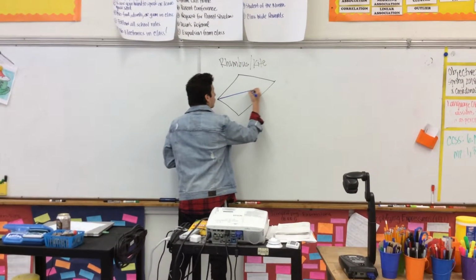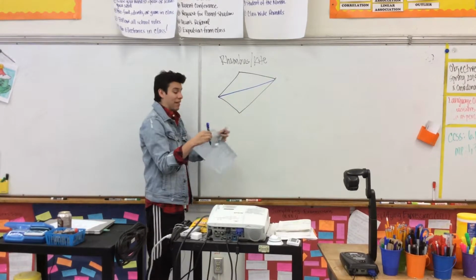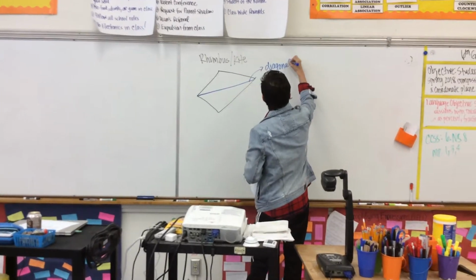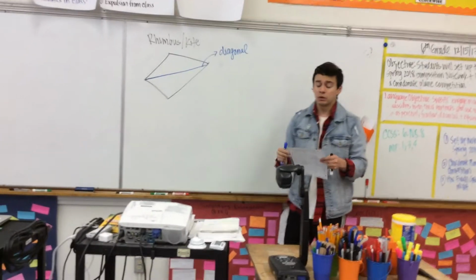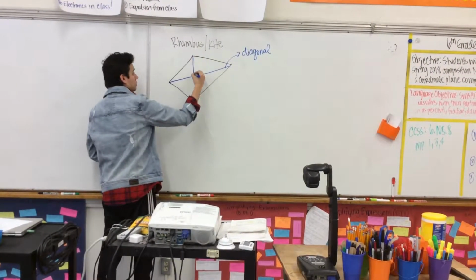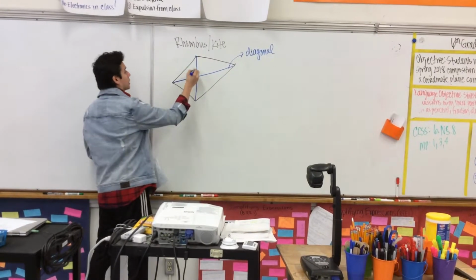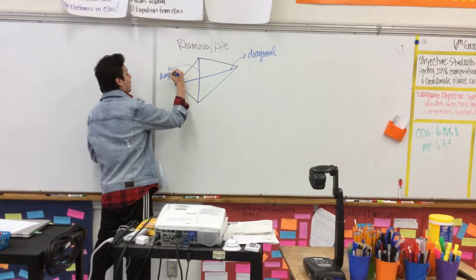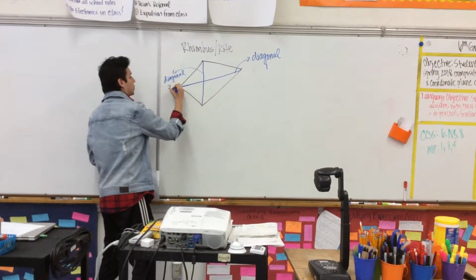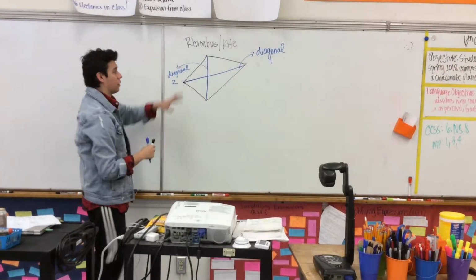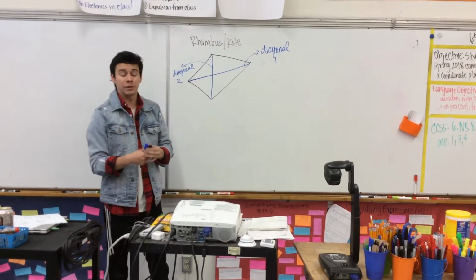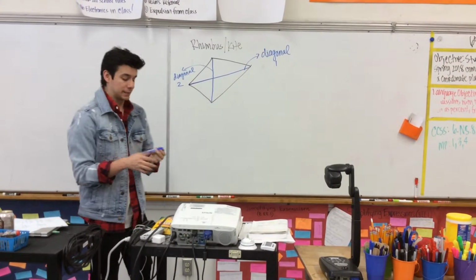This part right here that goes from one side to the other side, that's what we call a diagonal. That's called a diagonal. And then a rhombus also has another diagonal that goes down like that. So this is another diagonal. We like calling this diagonal 1, diagonal 2. You could do it the other way. This could be called diagonal 1. This could be called diagonal 2. It doesn't matter.